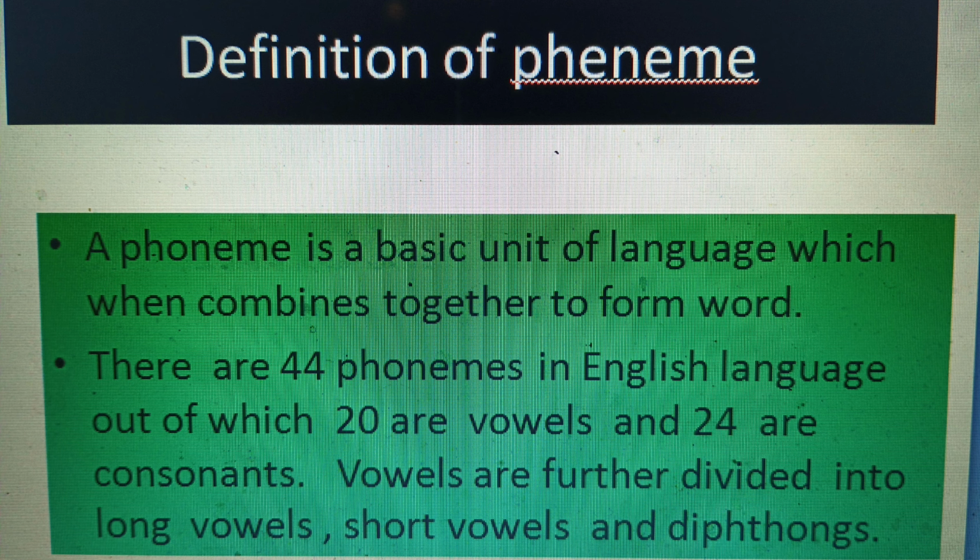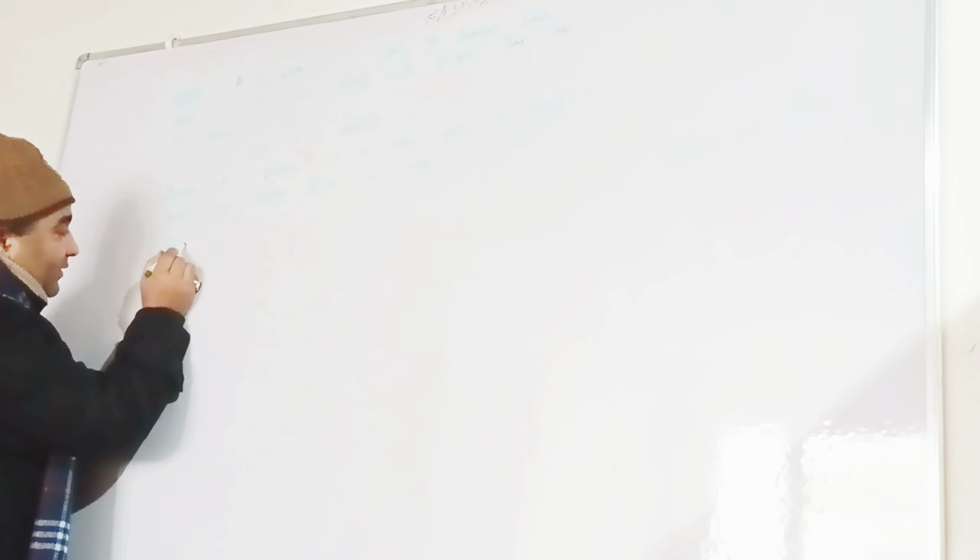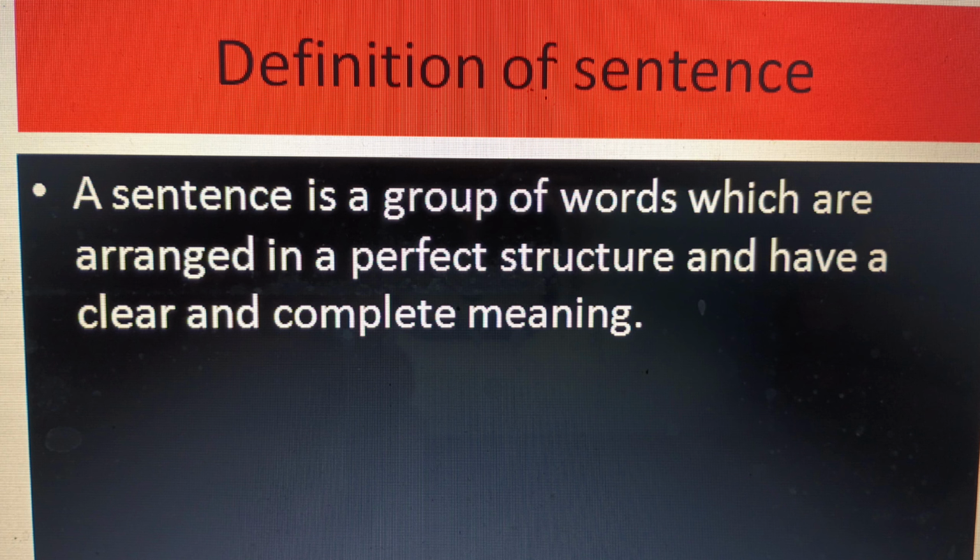Let us move further, and then comes the sentence. Well, what do you mean by the sentence? We can define the sentence in the easier way. How can we define the sentence? A group of words. A group of words. So, I must tell you that when phonemes combine together, they form a word. And when words come together, they form a sentence, but it is not sufficient. It must fulfill certain other characteristics.